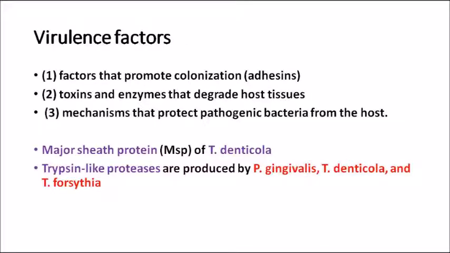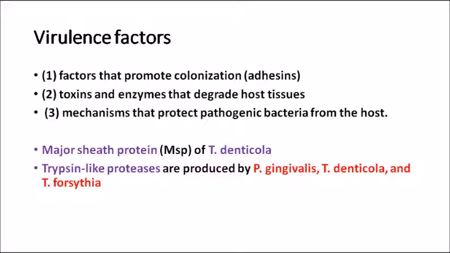What are virulence factors? There are three types of virulence factors. One is factors that can promote the colonization of the bacteria. Whichever things help the bacteria to colonize are virulence factors. Examples are adhesins. After they colonize, they produce toxins and enzymes to degrade the host tissues. So that is the second virulence factor, toxins and enzymes to destruct the host tissue.